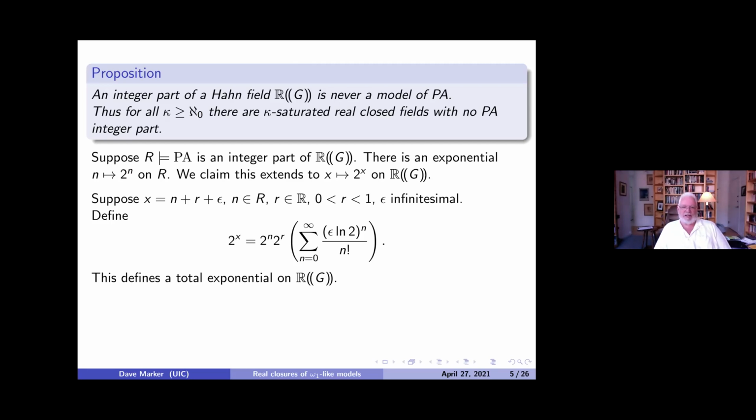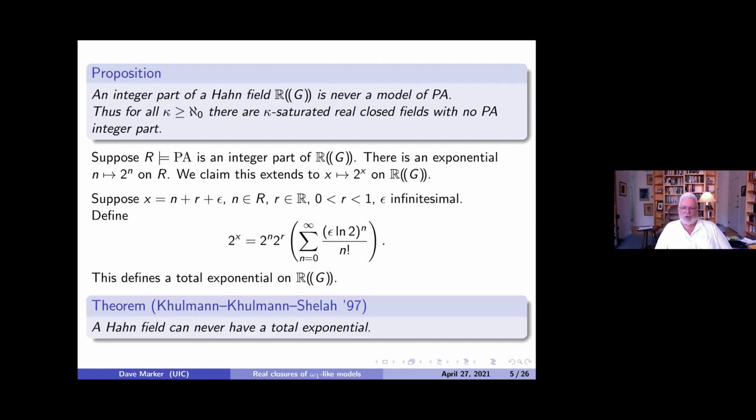And now I can exponentiate each of these things. So 2 to the n we exponentiate in the model of arithmetic. 2 to the r we take the normal exponential in the reals. And in the Hahn series field, I can formally exponentiate an infinitesimal by just taking the Taylor series for 2 to the x and plugging that in. And this is well defined and satisfies the usual laws of exponentiation. And this gives me a total exponential on the Hahn series field.